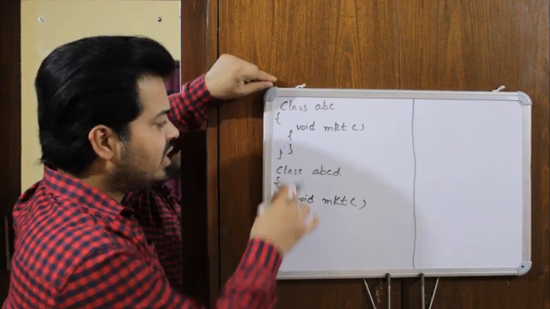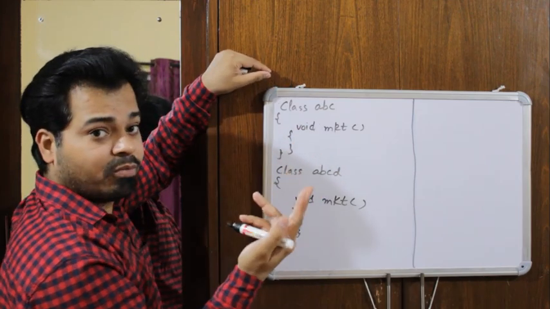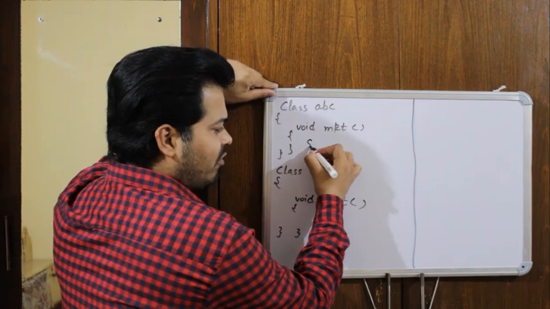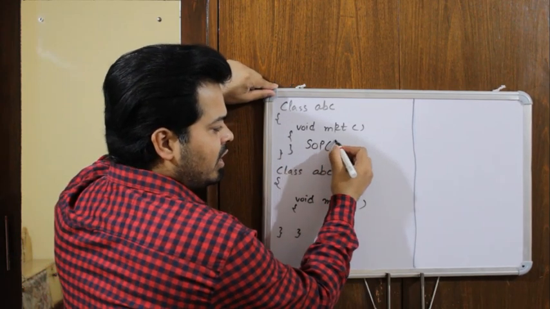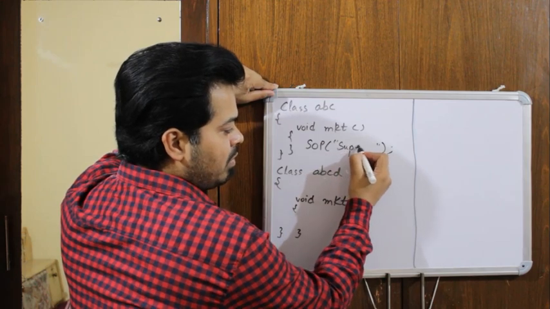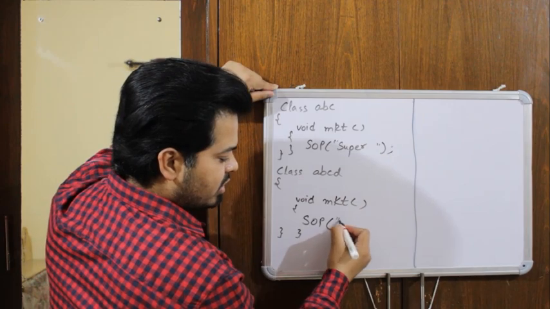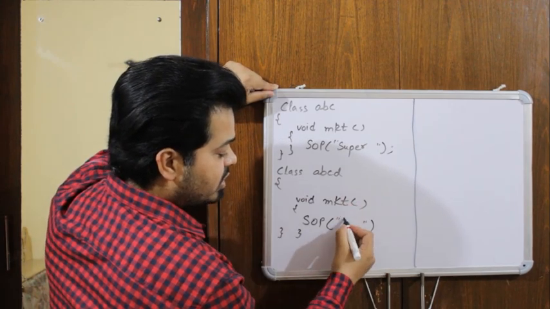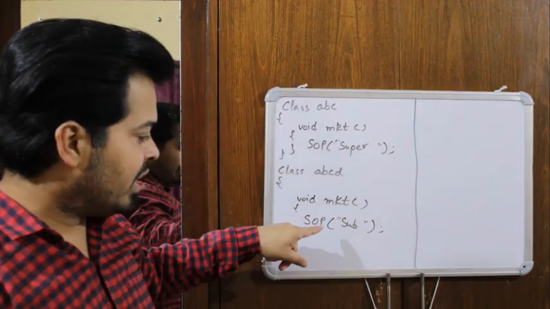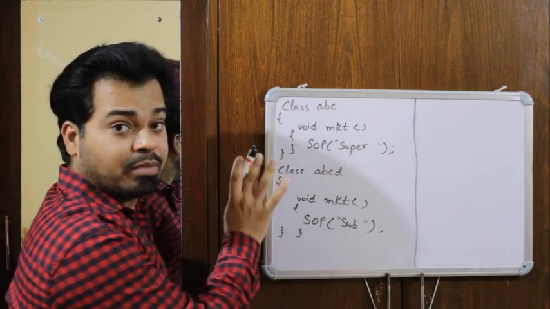That means whatever you want to do in this method can vary from whatever you want to do in this method. Let's say that in this method I want to print System.out.println, maybe "super", that's all. And in this method I want to print maybe System.out.println "sub", which says that my subclass implementation is different from my superclass implementation.